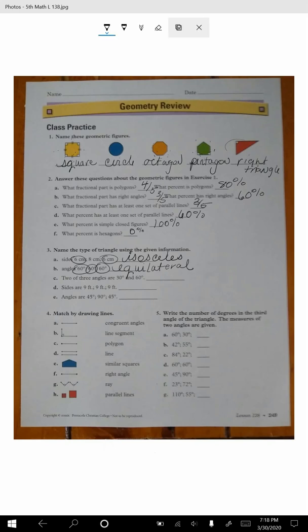Two of the 3 angles are 30 degrees and one is 60. So we have 2 angles that are the same and then one different. So what would that be? Well, just like this up here, 2 sides the same and one different is isosceles. 2 angles the same.